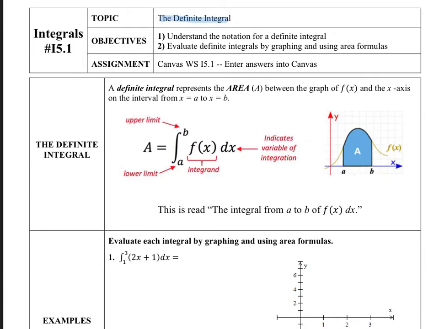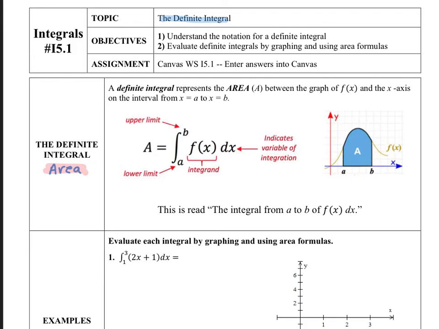And if I could pick one word to mean integral, the word association I want you to think of is area. So when I say integral, you think area. Just like when we said derivative means slope, slope means derivative, that word association with an integral is this word area. So our integral represents the area, which is A, you have a little picture here, between the graph of f of x and the x-axis on an interval, in this case from a to b, and you see that represented in this graphic right here.